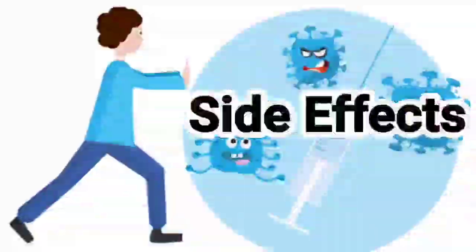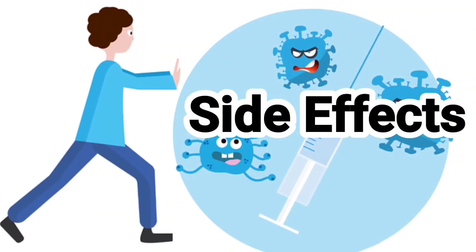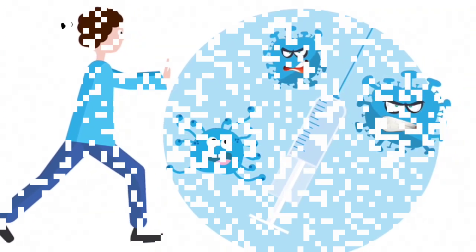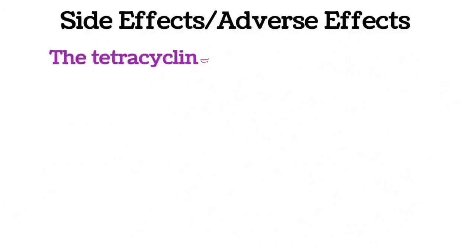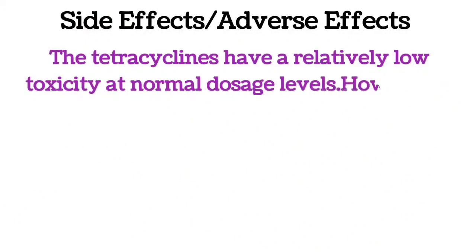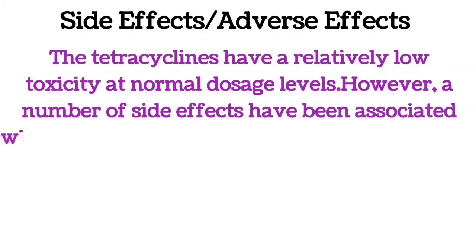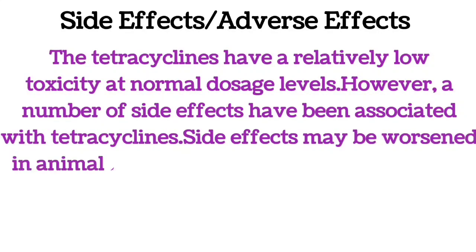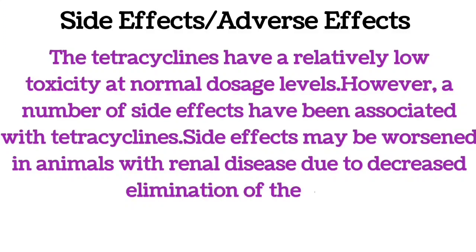Side effects. Adverse effects. The tetracyclines have a relatively low toxicity at normal dosage levels. However, a number of side effects have been associated with tetracyclines. Side effects may be worsened in animals with renal disease due to decreased elimination of the drug.